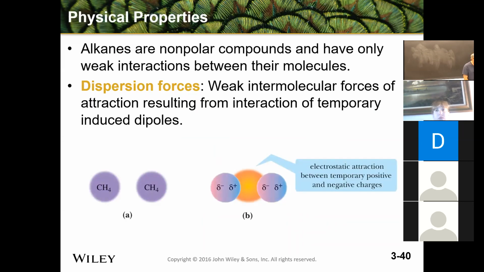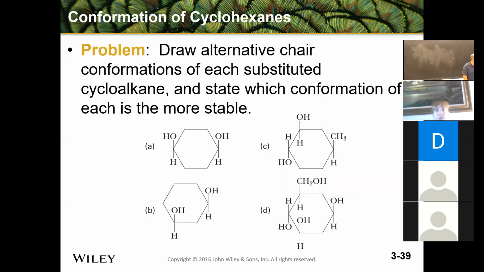Okay, before we look at physical properties, I want to talk a little bit about bond angle strain. We've talked about torsional strain. The smallest cycloalkane is cyclopropane, in which we have 3 carbons connected in a triangular pattern.